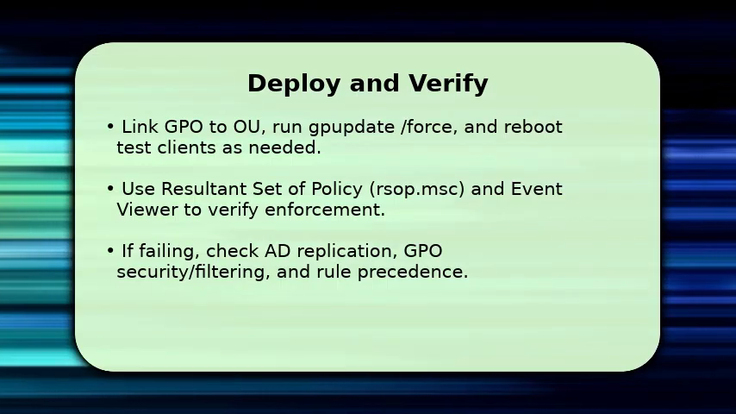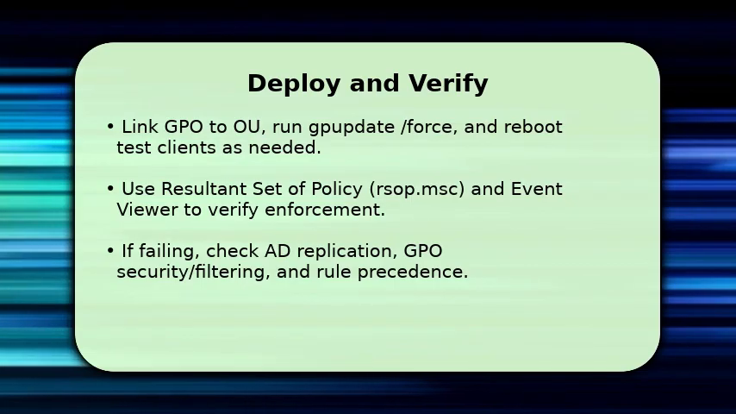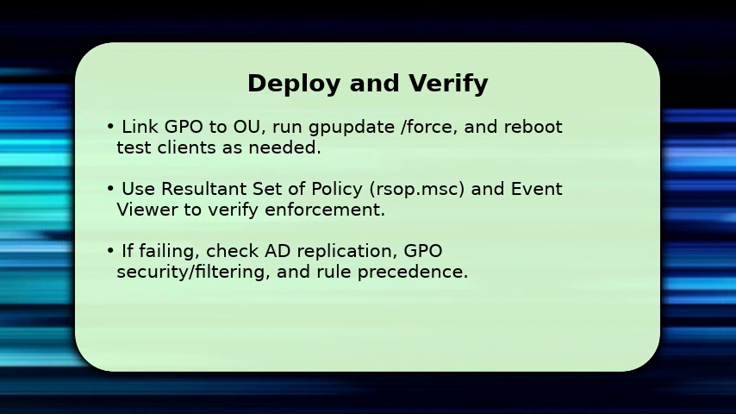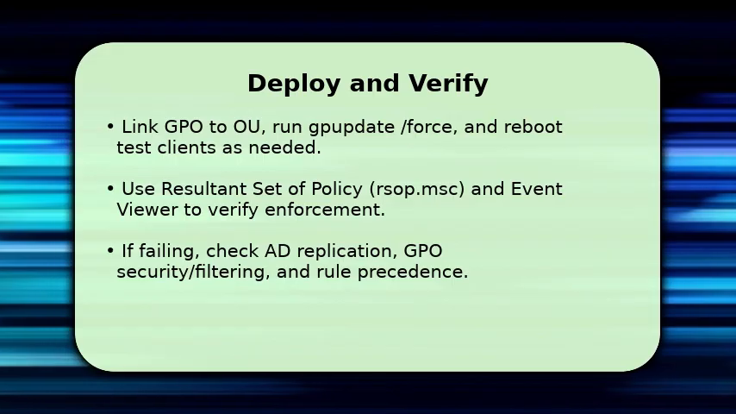Once done, use Resultant Set of Policy and Event Viewer to confirm the policy applied and why an installer was blocked. If things go wrong, check Active Directory replication status, GPO link and security filtering, and rule precedence. Make sure your deny rules aren't overridden by higher priority exceptions.